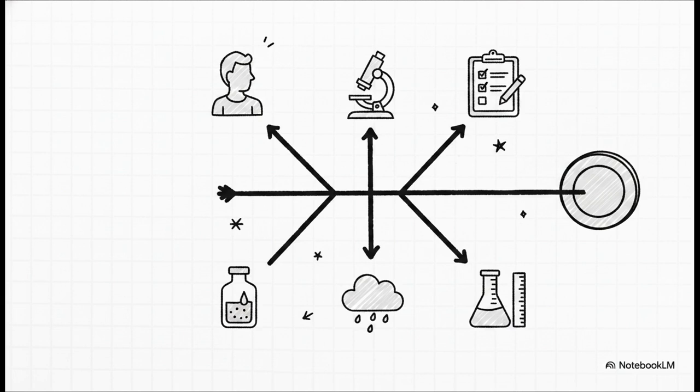First, man, was the analyst actually trained properly? Second, machine, is the instrument fully calibrated? Third, methods, is the standard operating procedure totally ambiguous? Fourth, materials, were your reagents expired? Fifth, Mother Nature, was the lab humidity way too high for a sensitive powder? And finally, measurement, was the standard concentration even correct to begin with? We have to ruthlessly check every single one of these boxes.